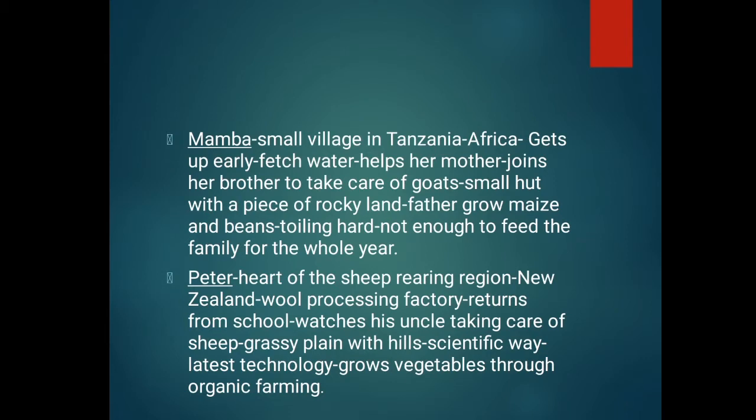Right, children? So listen to these two stories. In the first story, Mampa is in Tanzania, and Peter is living in New Zealand. Mampa's place is very rocky land. Peter is living in a grassy plain with hills. So we can conclude that land, soil, water, natural vegetation and wildlife resources all vary from place to place. Every place is not the same. Each place is different and the resources they have also vary.